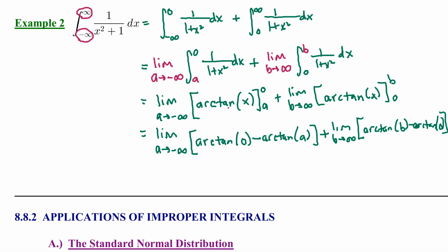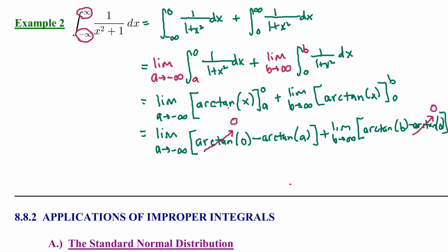First of all, let's recognize that arctangent of 0 is 0. That is, tangent of 0 degrees, or tangent of 0 radians, equals 0. So in both of these cases, we're going to lose that term. So we can focus on evaluating our limits at infinity.